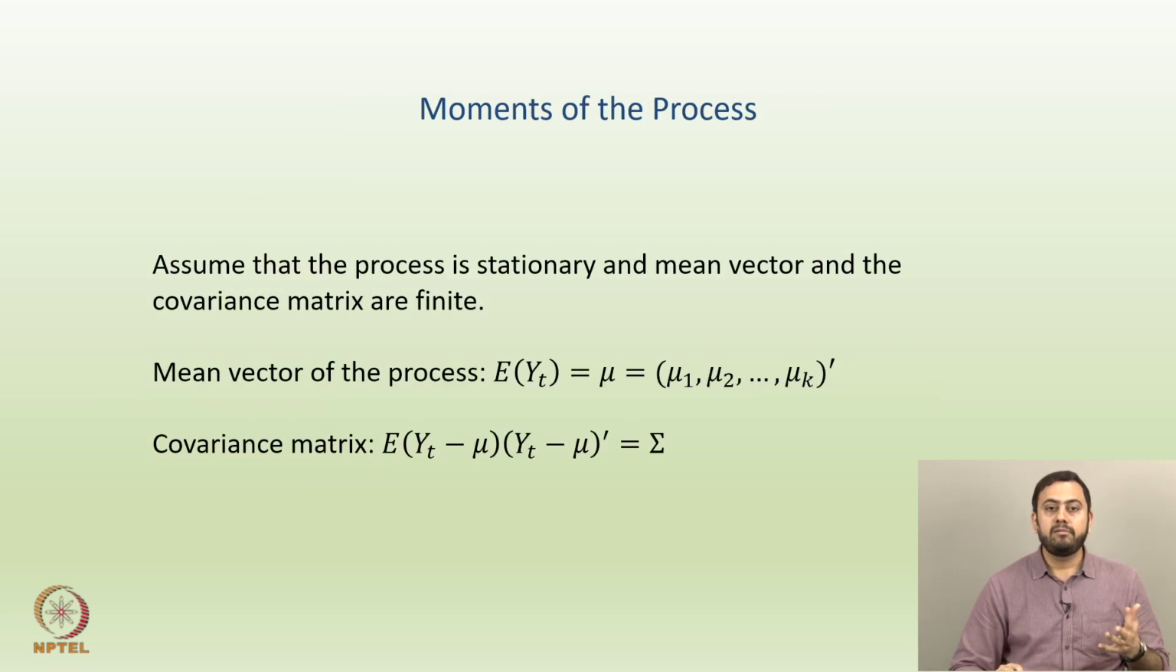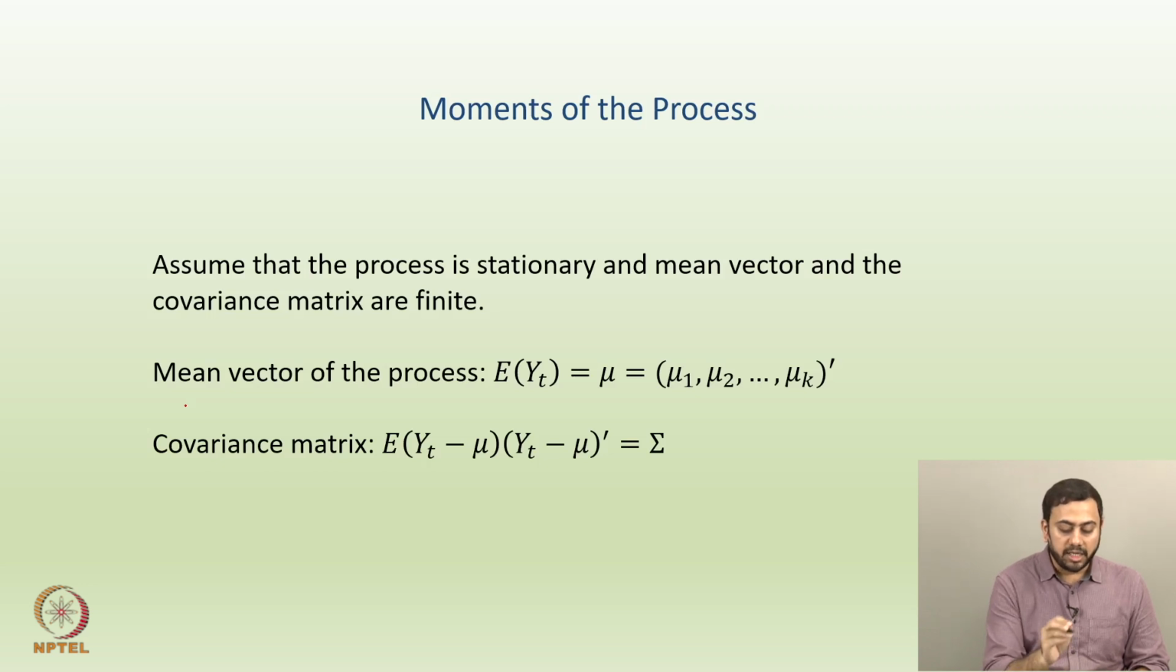Okay. So, now can we put forward some expressions for moments of the process. Assume that the process is stationary, so assume that yt is stationary. Now, again remember, yt is not a single process. It is a collection of several time series, or for that matter k different time series. Assume that the process is stationary and the mean vector and the covariance matrix are finite.